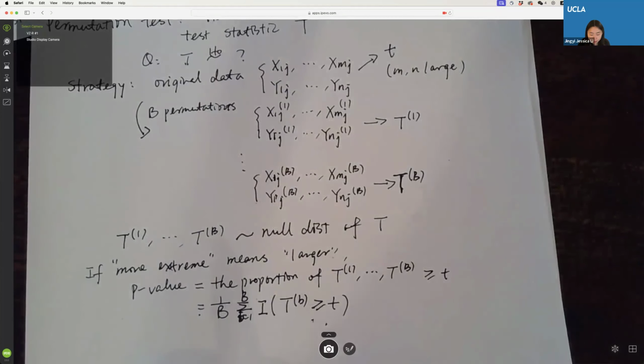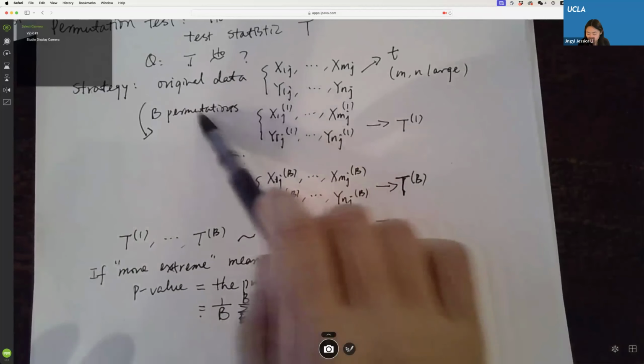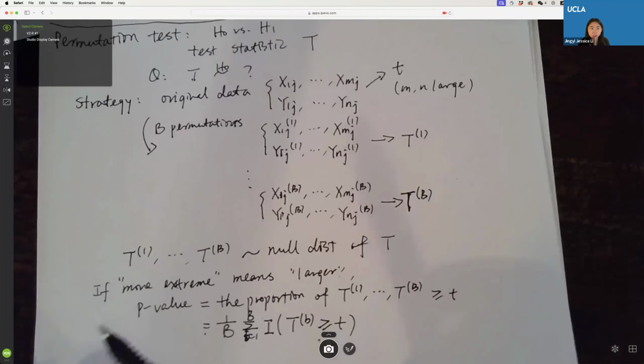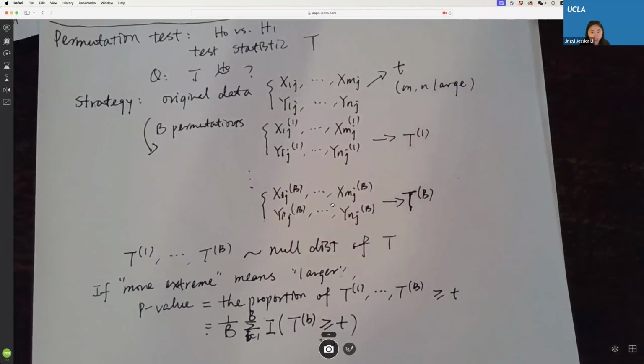Okay. But this permutation test is very, very straightforward. So you just need to know how to simulate data based on the original data under the null hypothesis. So permutation can be one approach, but it may not be the only approach. The whole idea is to do this null distribution generation numerically instead of mathematically.